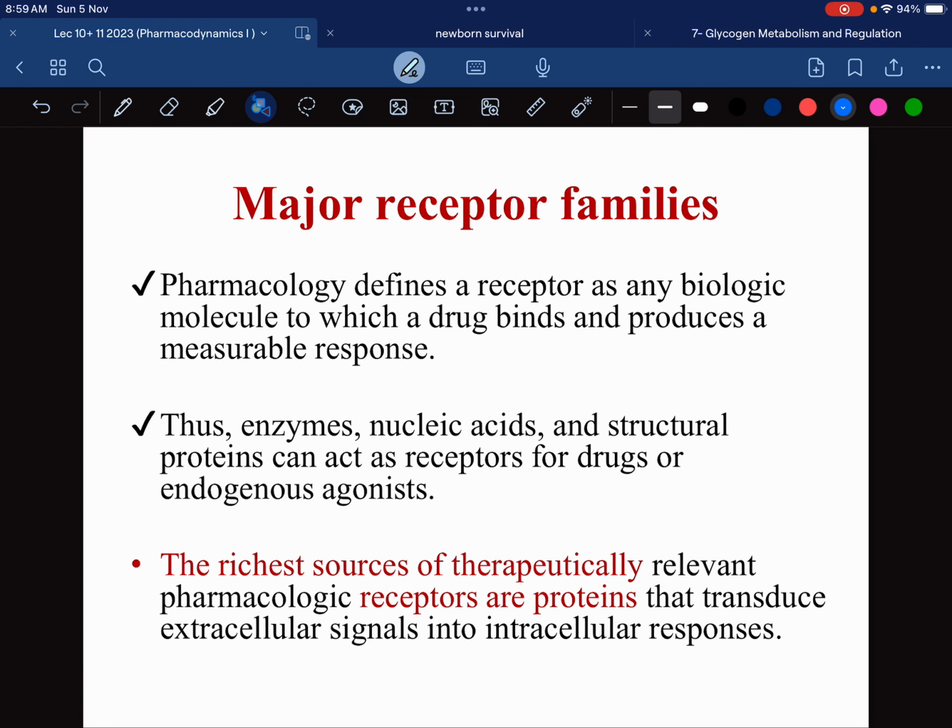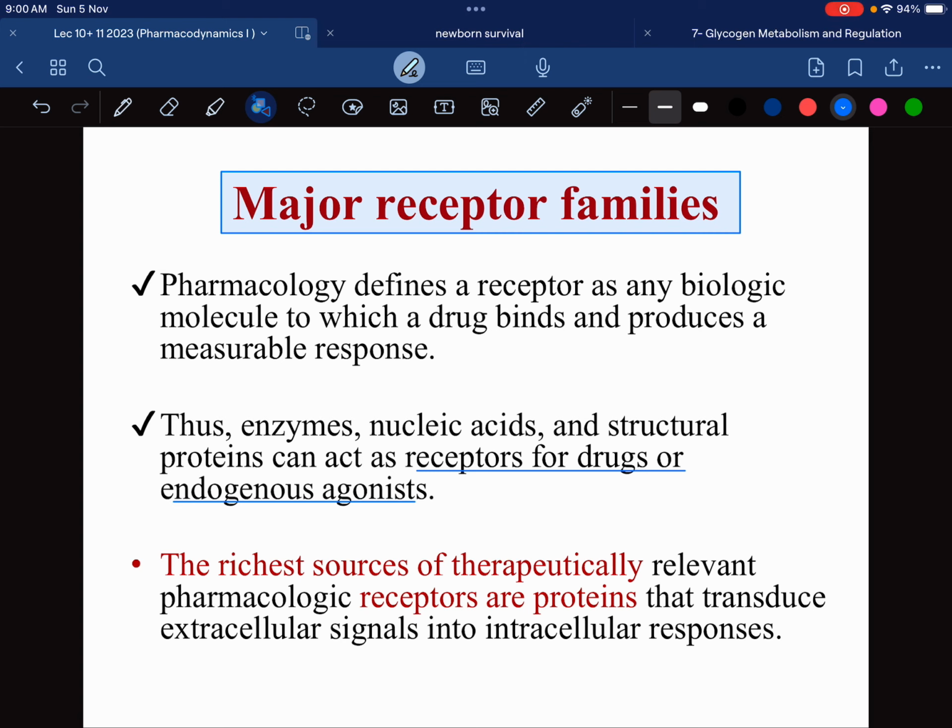The major receptor families. Pharmacology defines the receptor as any biological molecule to which a drug binds and produces a measurable response. In pharmacology, a receptor is a macromolecule in the body that the drug will bind to, then it will produce the biological activity. Thus, the receptor may be an enzyme, nucleic acid, or structural protein, and can act as a receptor for the drug, or for endogenous compounds. Sometimes the receptor is an enzyme, or nucleic acid, or structural protein. Most of the time, they are a macromolecule of protein that will bind to that drug to produce the certain activity. Most of these receptors are receptors for endogenous agonists, such as hormones.